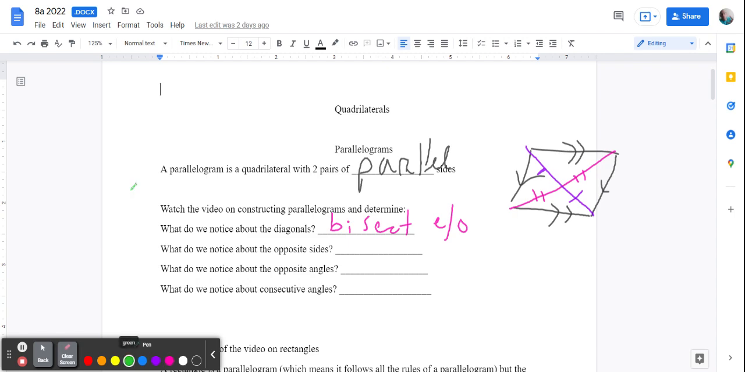Another thing we know, what we're going to see from the other video, is that opposite sides are going to be congruent to each other. So this side and this side are going to be congruent, and the two other sides, this side and that side, are going to be congruent.